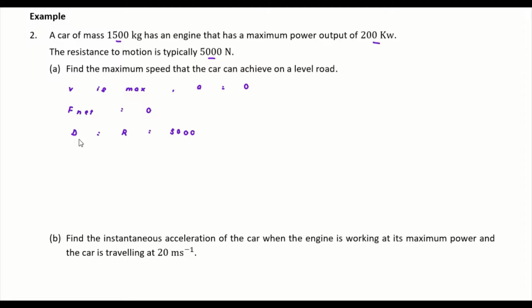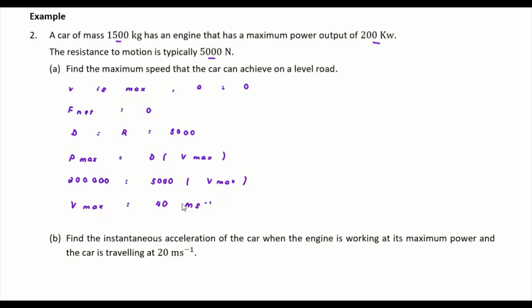So after we get the driving force of 5,000, now we can try to find out the V maximum. The maximum power is equal to the driving force multiplied by the maximum velocity, right? So the maximum power is 200,000, equal to the driving force, which is 5,000, then V maximum. After dividing, we get that the maximum speed that the car can achieve is 40 meters per second.